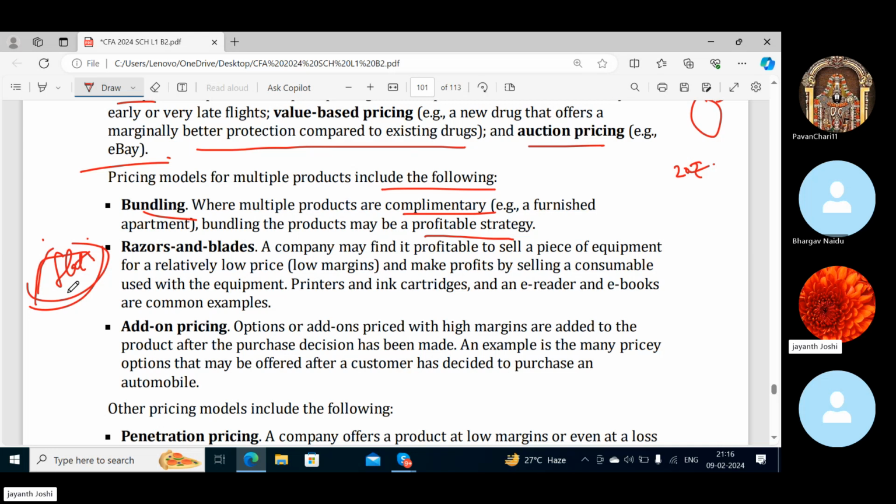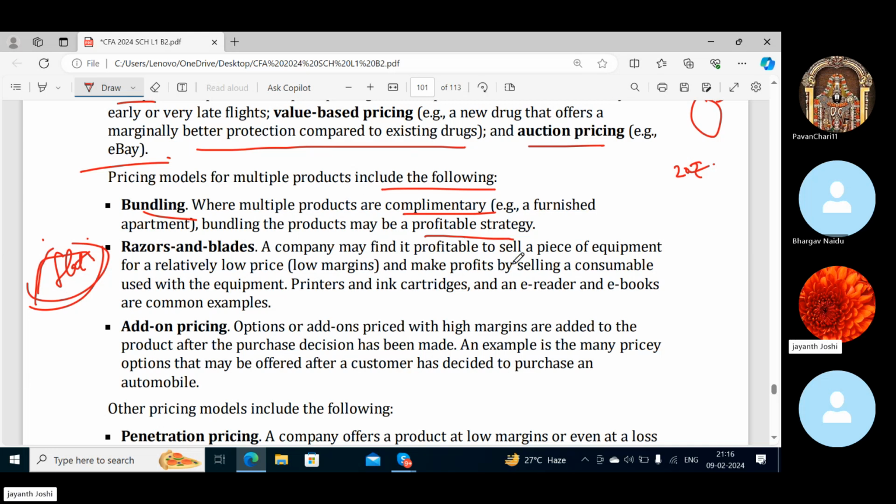Razors and blades: when you take razors, blades can be complementary. You take printers, ink cartridges can be complementary. They can sell that with that. I know you purchase them separately, but to promote their sales, they can do that for the first time, right?